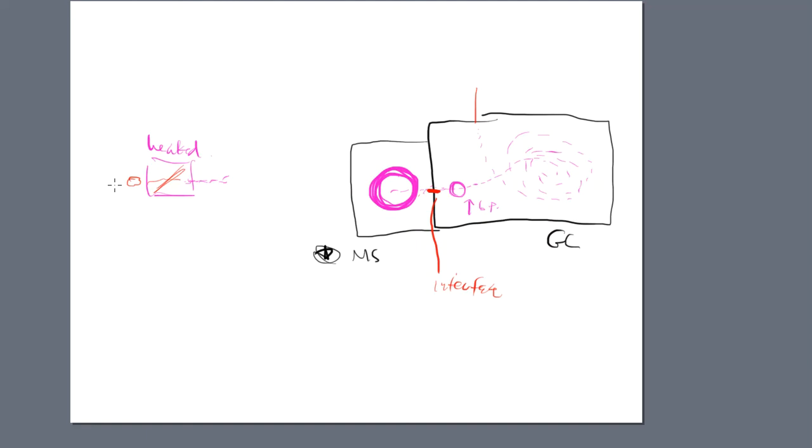All right. So that is also a temperature setting that we need to make sure that we double check. If our compounds have a higher boiling point than the heated ionization chamber, then there could be an issue with contamination later down the road.